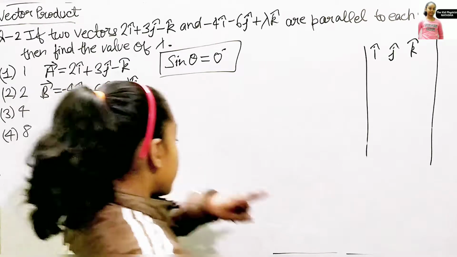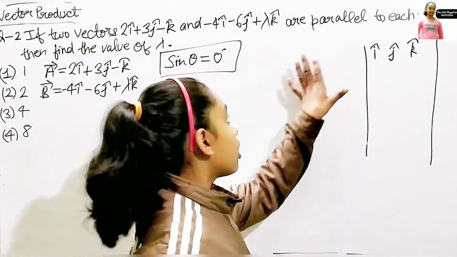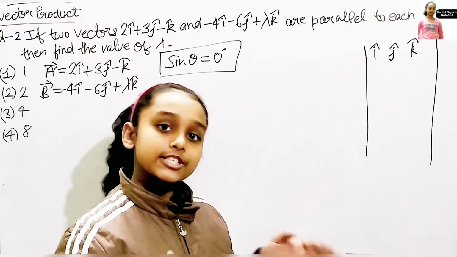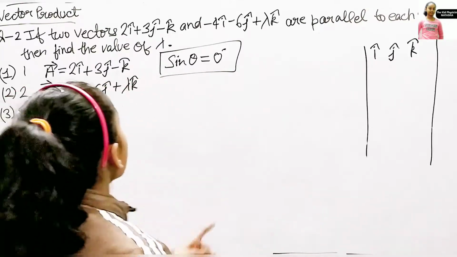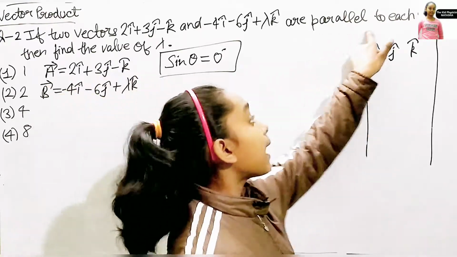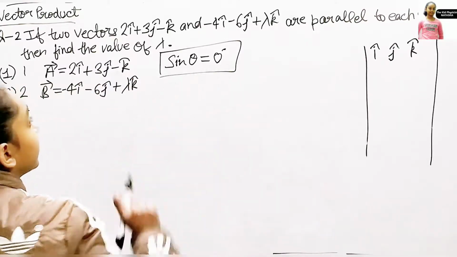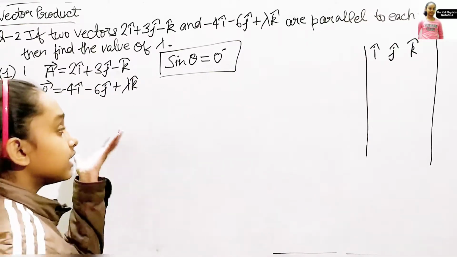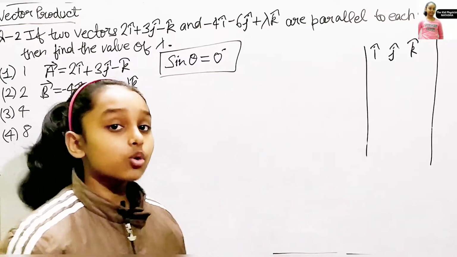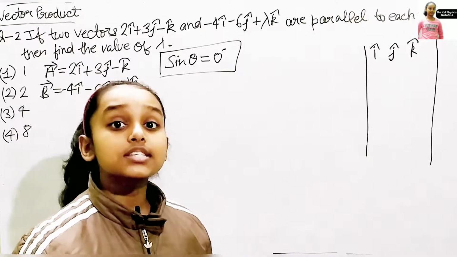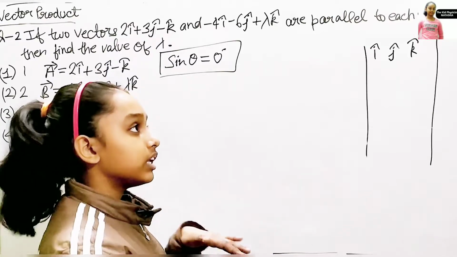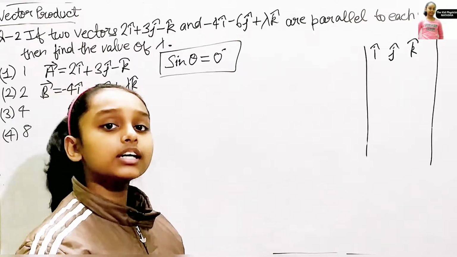Let me just explain. The values are given to us and you can see that they are parallel to each other. This means their theta will be 0 degrees. So we can also say that these vectors are parallel vectors. Parallel vectors are those vectors which have the same direction, going in the same direction, and it doesn't matter what the magnitude is.